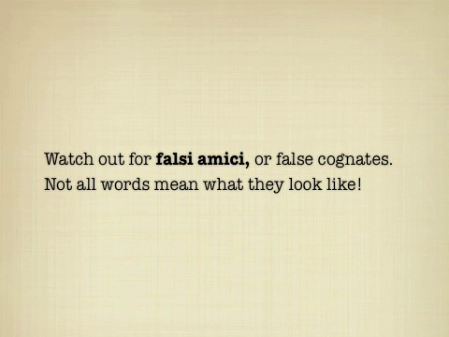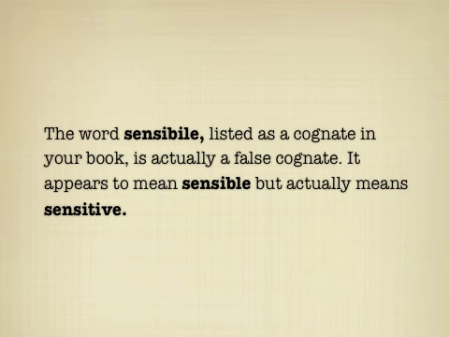You just want to use cognates as guides to help you understand Italian better, but don't jump to conclusions too quickly about what they might mean. Another very important note on falsi amici is that there is one listed as an actual cognate in your book. The word sensibile is on the first list of adjectives on pagina 20. If you're a normal person, you would probably assume this word means sensible, but it actually means sensitive. Sensibile means sensitive, so keep that in mind and make a note of it in your book.